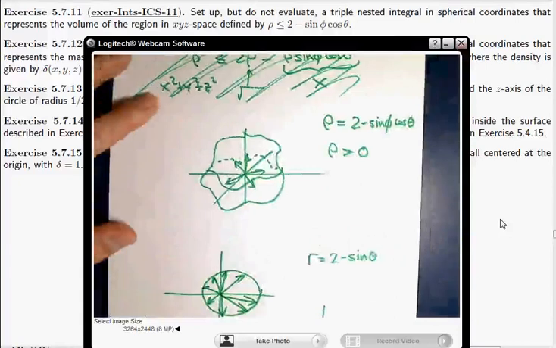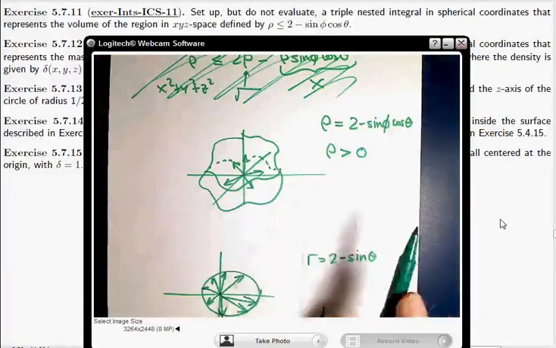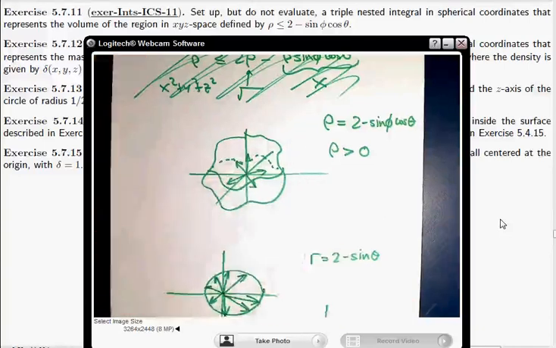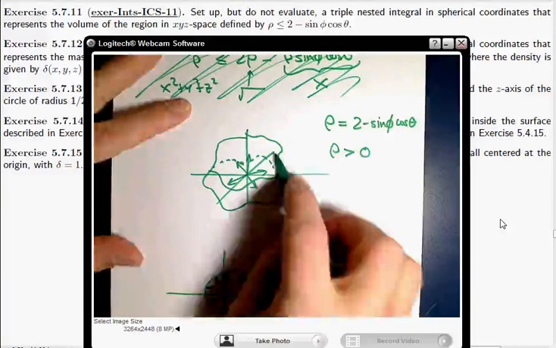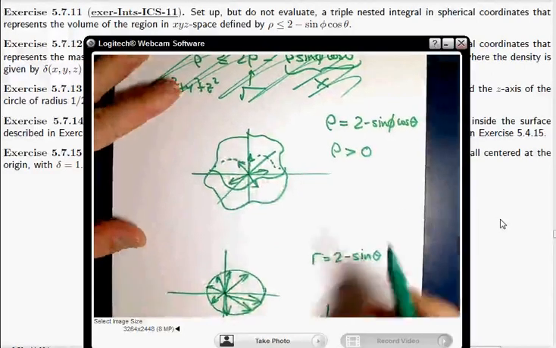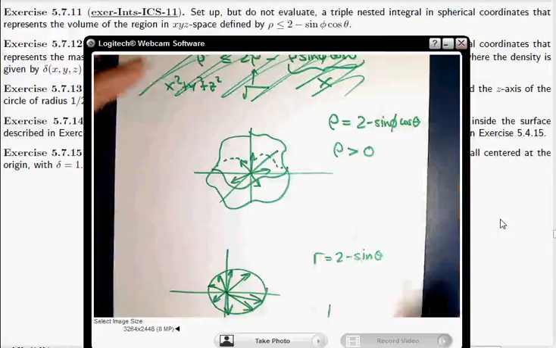And I claim the same thing's happening here. If rho is always positive, then for different values of phi and theta, it's just going to envelop and wrap around the origin. So good news, because it wraps all the way around the origin, I claim that theta goes from 0 to 2 pi, and phi goes from 0 to pi. In other words, theta and phi take on all possible values.